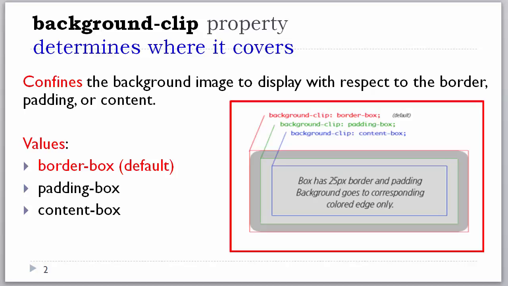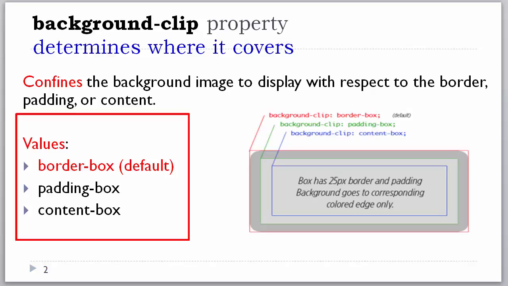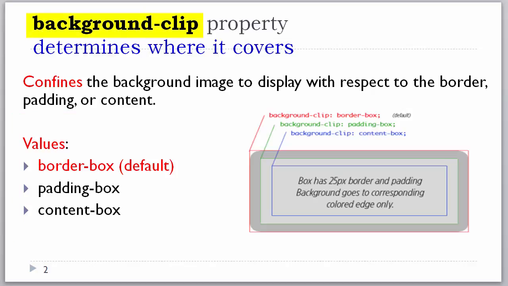By default, when you insert a background image, it starts at the edge of the border box and covers everything inside. With the background clip property, we can tell it to start at certain places or to cover certain places. The default would be border box. We can tell it to start at the padding box or the content box. Essentially covers, not starts. And the property for this is the background clip property.